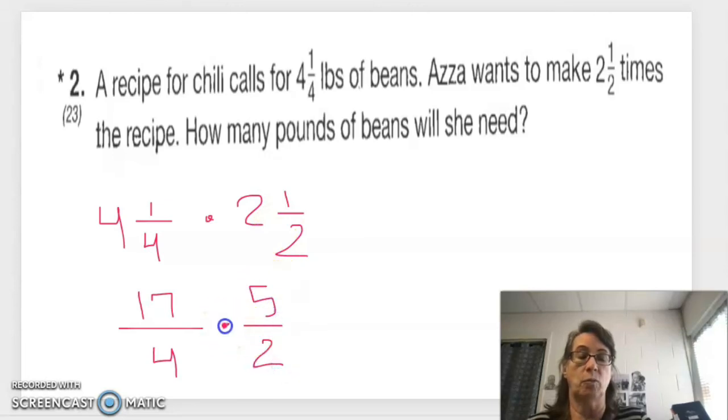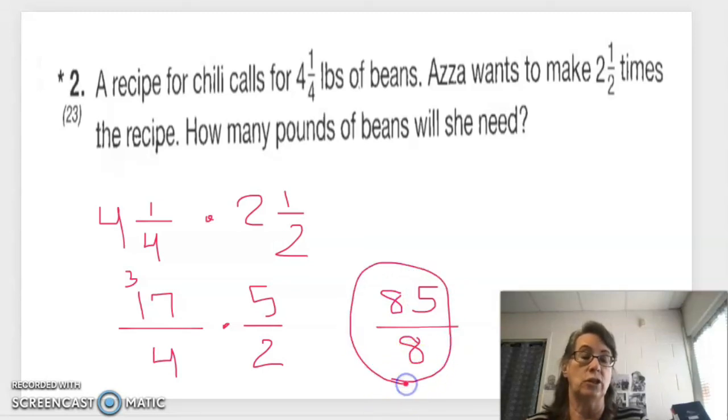Okay, so we're going to wind up with 17 times 5 over 4 times 2. 8 goes on the bottom. And 17 times 5: 7 times 5 is 35. Carry the 3. 5 times 1 is 5 plus 3 is 8. So 85/8. Okay, how many pounds is she going to need?